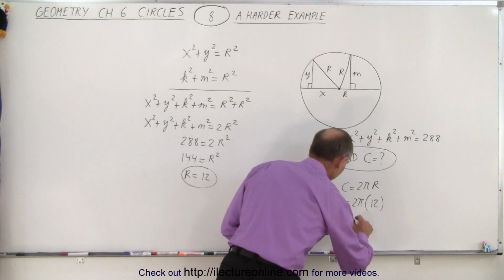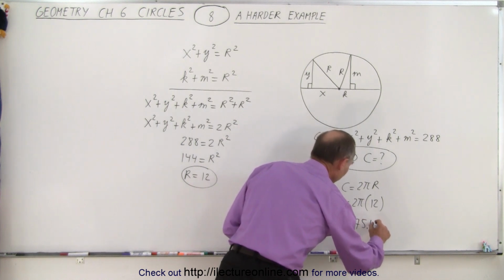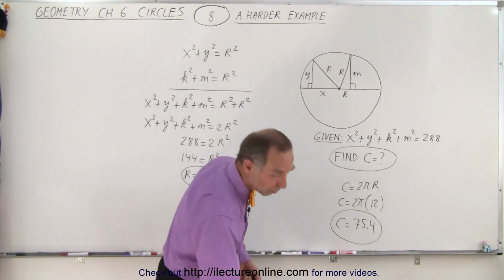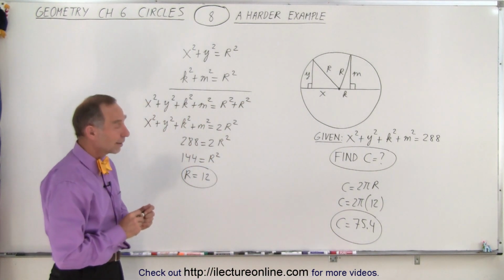So the circumference equals 75.4, whatever the units are. I don't think they gave the units, so we'll just leave it as such. And that is how it's done.